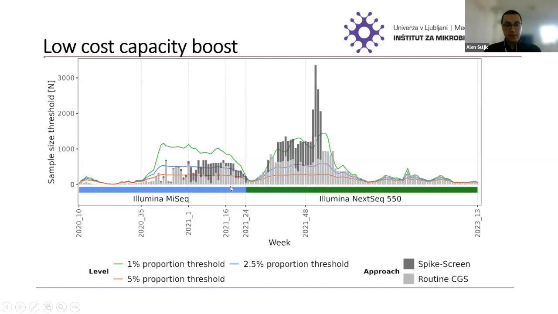We can see here that in the first two waves, in the beginning of 2021, we were able to reach the goal of a 2.5% proportion threshold using the SpikeScreen. And in later 2021, we were also able to reach the 1% proportion threshold. You will notice that I omitted the 6,000 samples which were sequenced with both approaches, and we will find a use for them a bit later on.